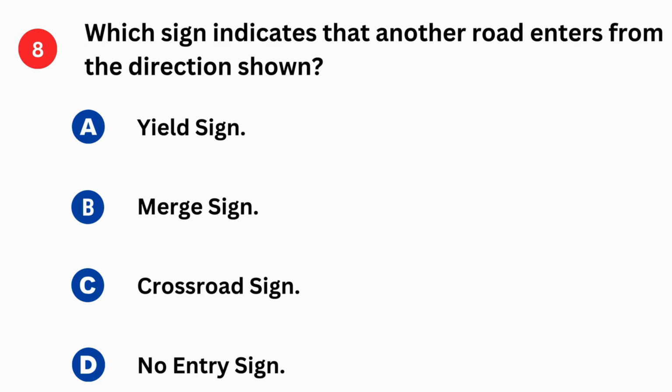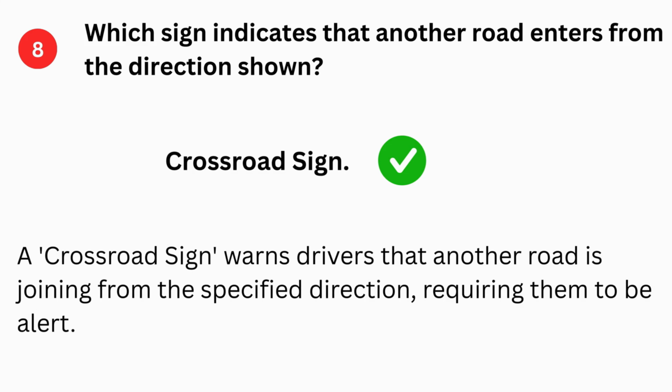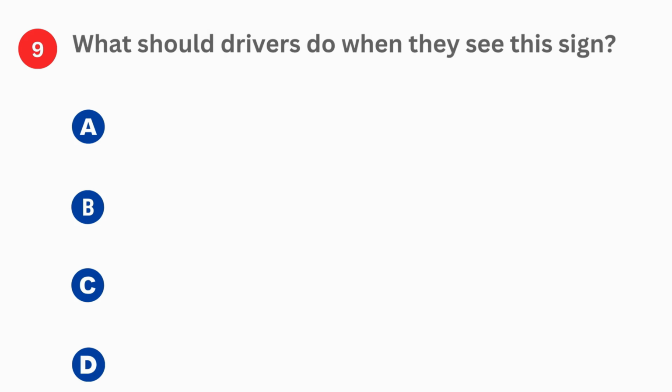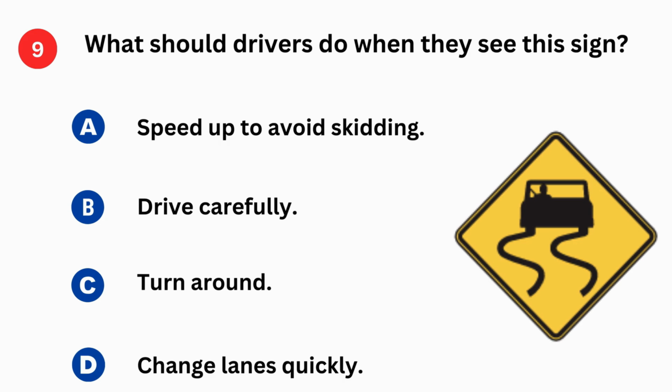Options are A. Yield sign, B. Merge sign, C. Crossroad sign, D. No entry sign. Crossroad sign. Explanation. A crossroad sign warns drivers that another road is joining from the specified direction, requiring them to be alert. What should drivers do when they see this sign?